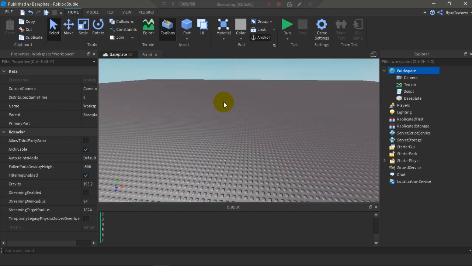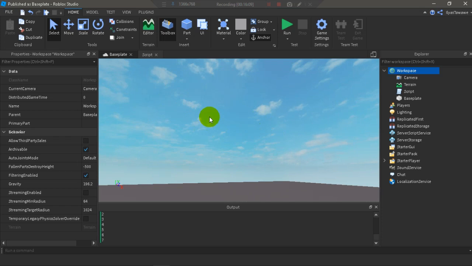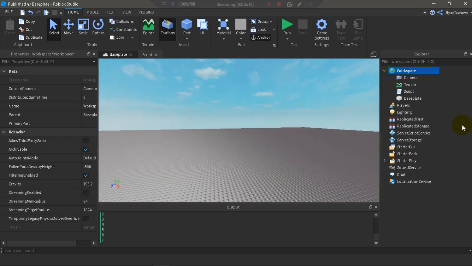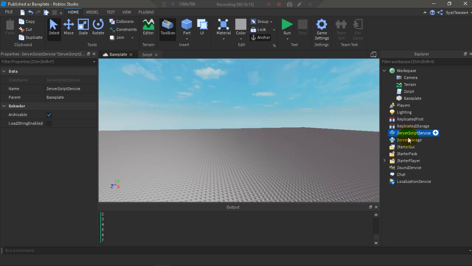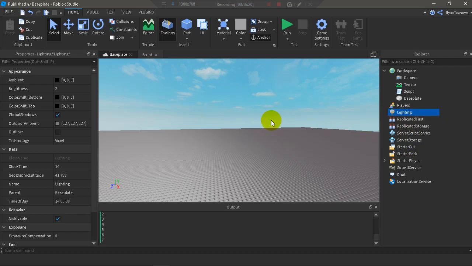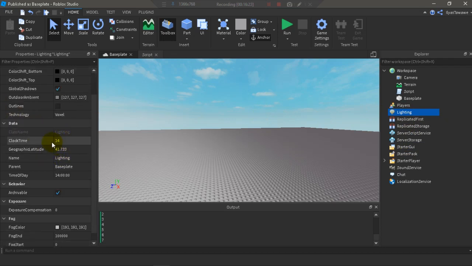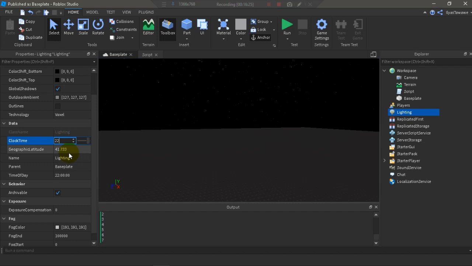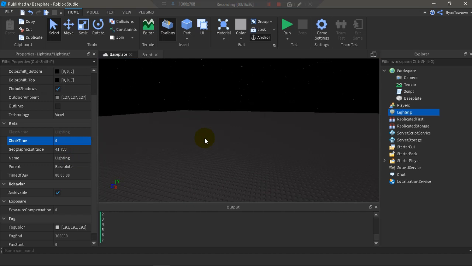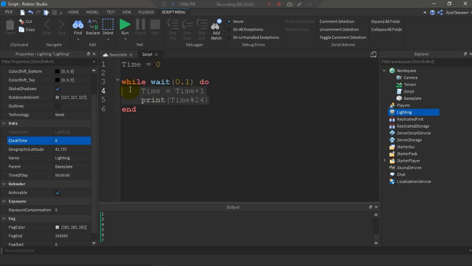So how can we go with that to get the time in Roblox Studio, in our place, to actually loop like that? So let's do it. Where's the lighting? Okay, we have the lighting here, and we have the clock time. If you do 22, but if you do, for example, 25, it's going to give you 0, because if it's out of range, it's just going to give you a 0. So let's try it. Let's get our lighting service.